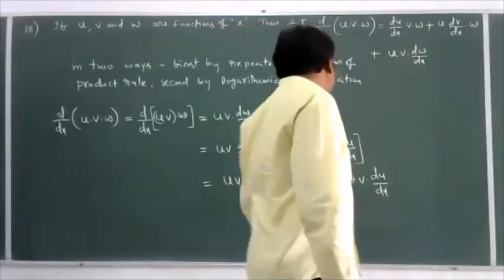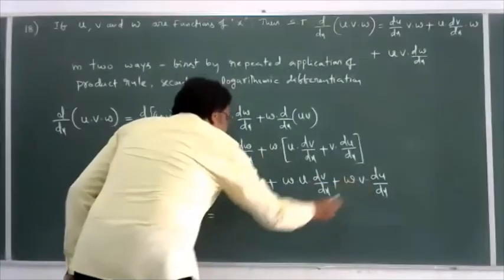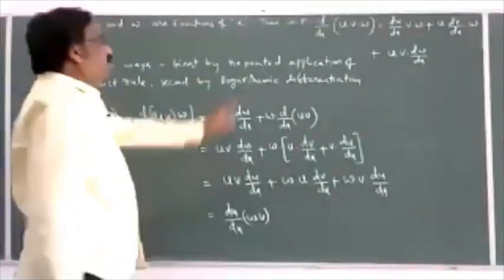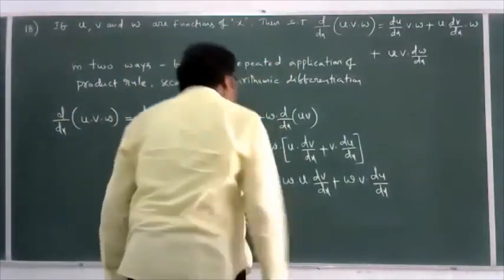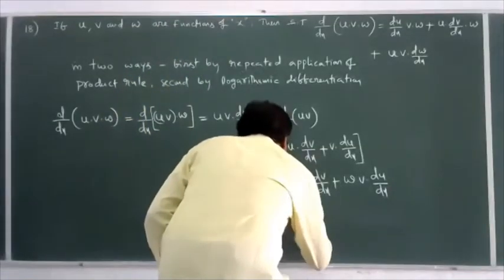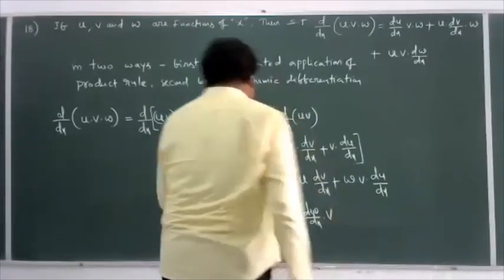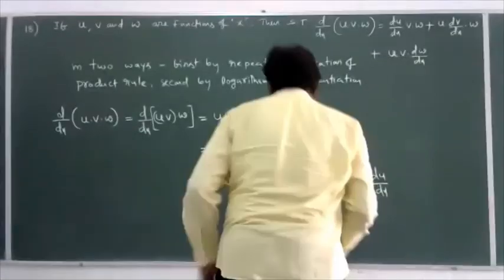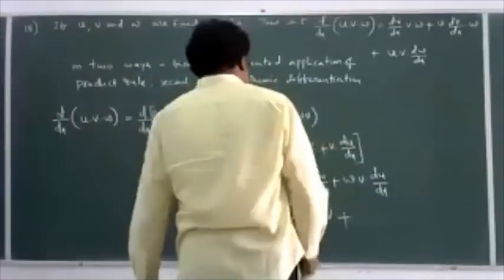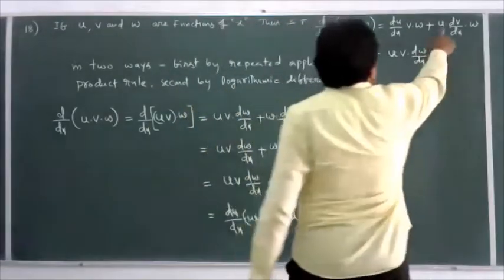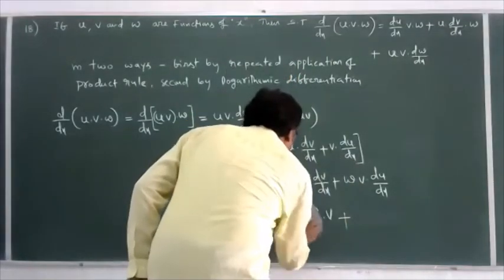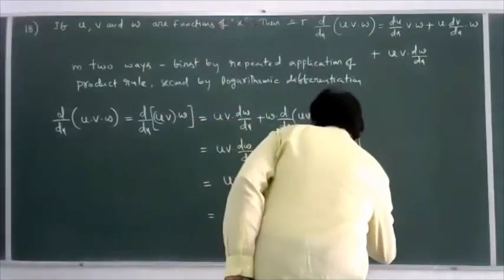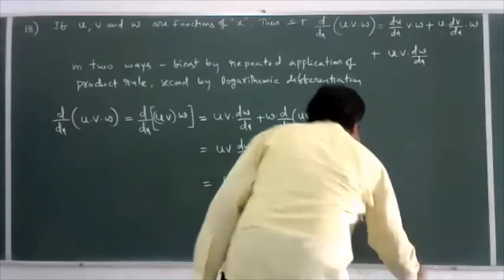Here the first term is du by dx into v into w, plus u into dv by dx into w, the second term, plus u into v into dw by dx. Then you get the answer.